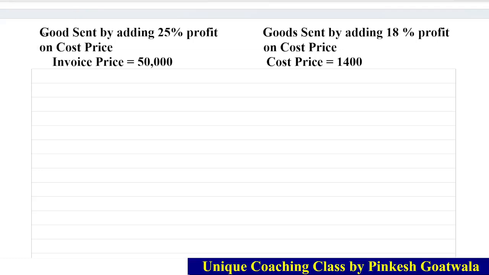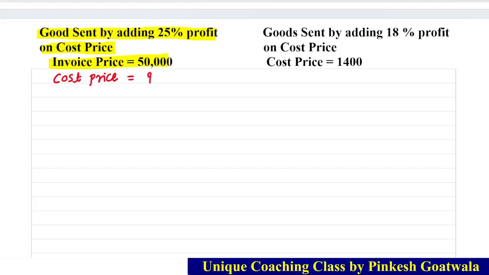So here goods are sent by adding 25% profit on cost. Okay, how are the goods sent? Goods sent by adding 25% profit on cost, and they give the invoice price only. Which price is given? The invoice is given. It means that the cost price is not given, so we have to find out the cost price.